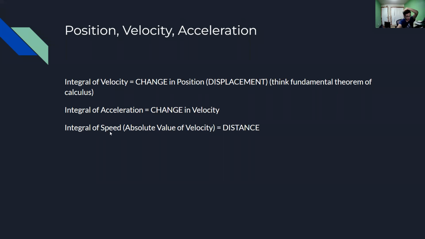And one more thing, the integral of speed, the absolute value of velocity, doesn't care whether you're going in a positive or negative direction. If you're going the same direction all the time, then your displacement will be equal to the distance. So the integral of speed will be distance.